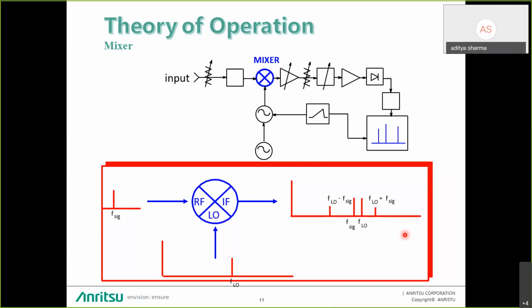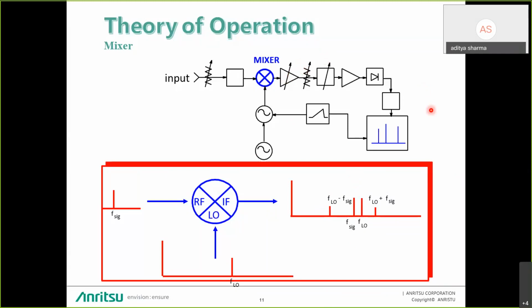Out of these four, we take only the subtraction, the difference of LO and the signal frequency. Why? Because compared to the rest, it has a very low frequency, and we need a lower frequency component. The reason is that for the rest of the components installed in the spectrum analyzer module, like the filters, detectors and amplifiers, it is very easy to design those at a lower frequency as compared to a higher frequency.